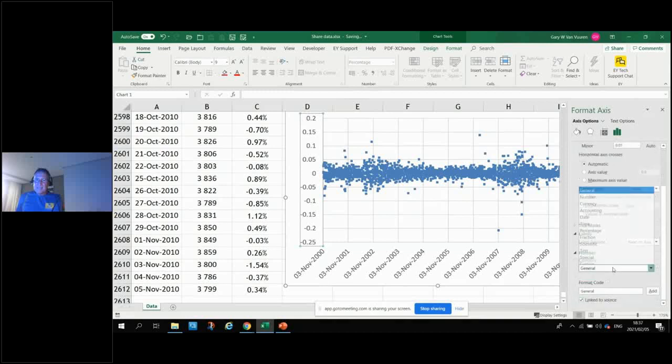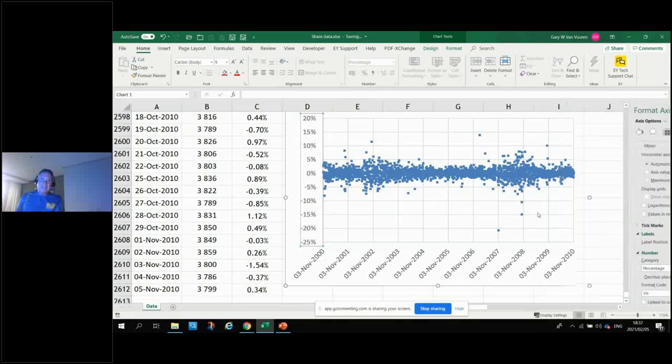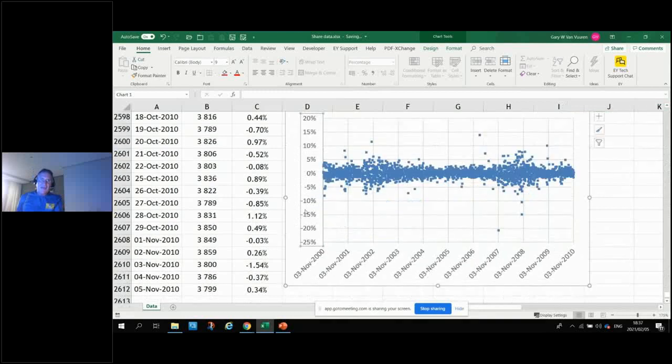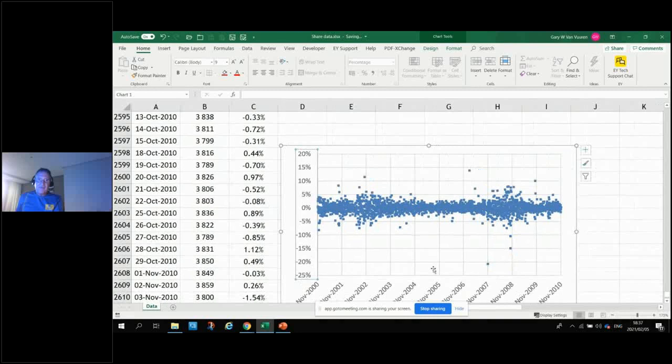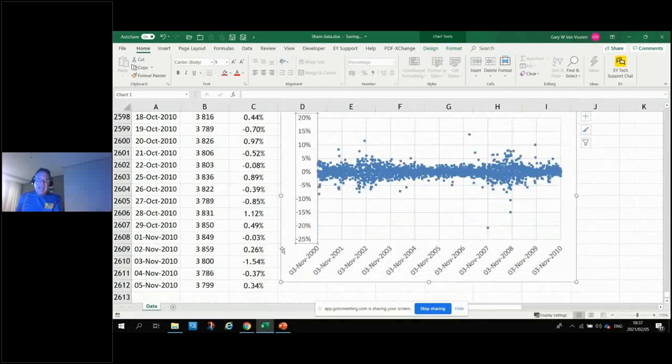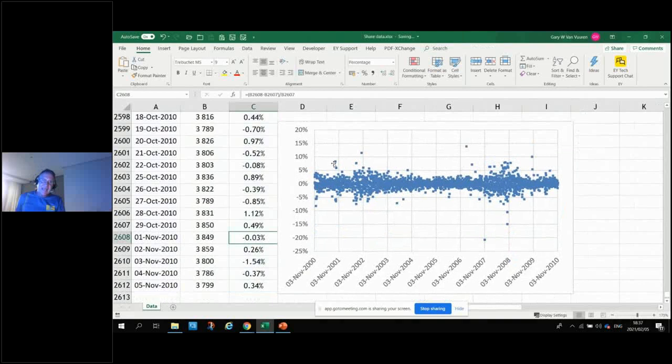Apologies for this, make it a percentage. And there we go. Beautiful. So there are dates along this axis over here. And on this axis, just shrink this a little bit, we have the returns, right? There we go. And again, you can see here, look at this event here, that is September 11.